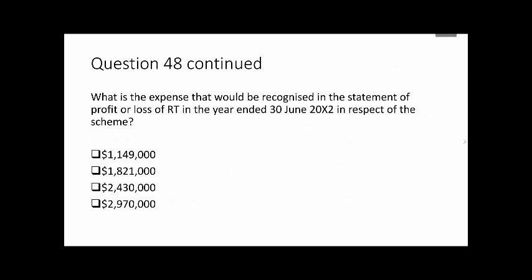What the question actually wants us to calculate is the expense that would be recognised in the statement of profit or loss at 30th of June X2. So what we really need to do is think about what would be expensed in each of the 2 years that we have information on.